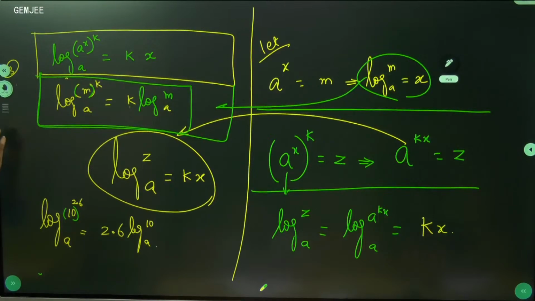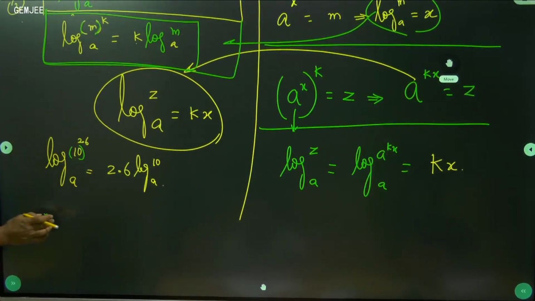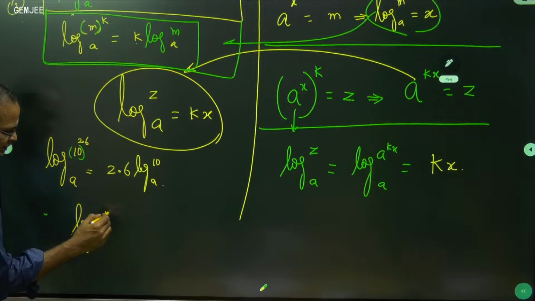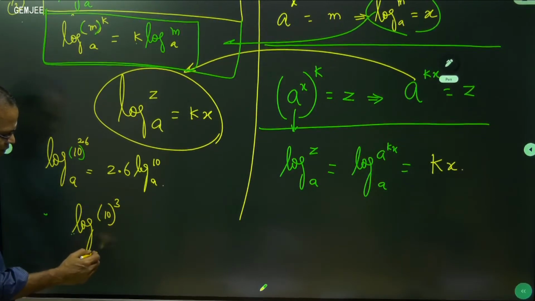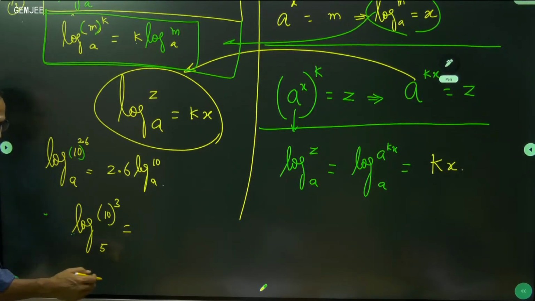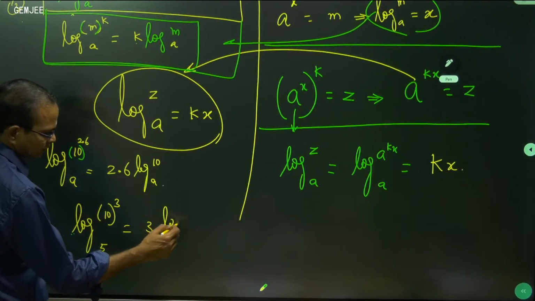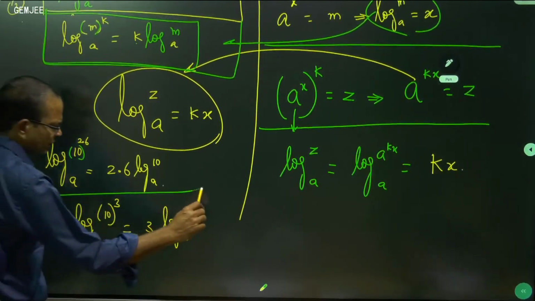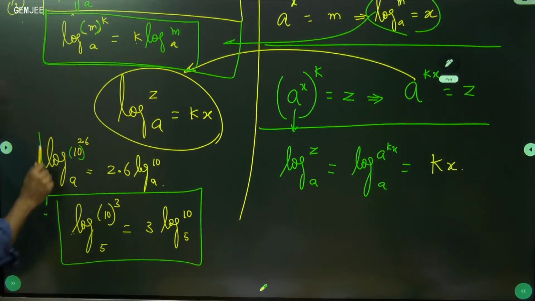Let's look at it this way. Log of 10 power 3 the whole power, say base 5. You can take it like this also, there is no problem. It is 3 into log of 10 to the base 5. That's all. So power becomes multiplication. I have given enough examples. I hope you understand. Power becomes multiplication.